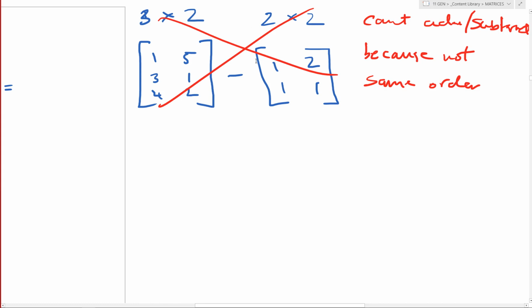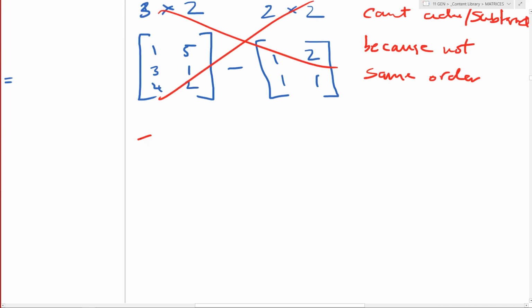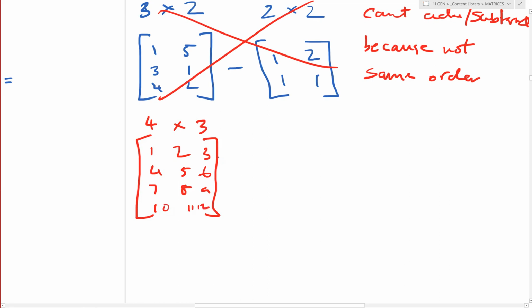So you're saying that what if it was a 3 by 2 and a 2 by 3? That still wouldn't work because the elements are not in the same position. Good question, Nancy. So let's make this a 4 by 3. So let's go 1, 2, 3, 4, 5, 6, 7, 8, 9, 10, 11, 12. Yep, it's the same exact thing for adding, Emma. It's got to be the same amount of rows and the same amount of columns.